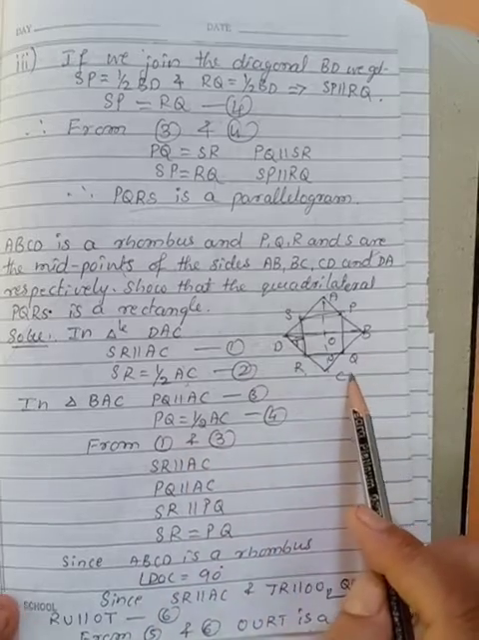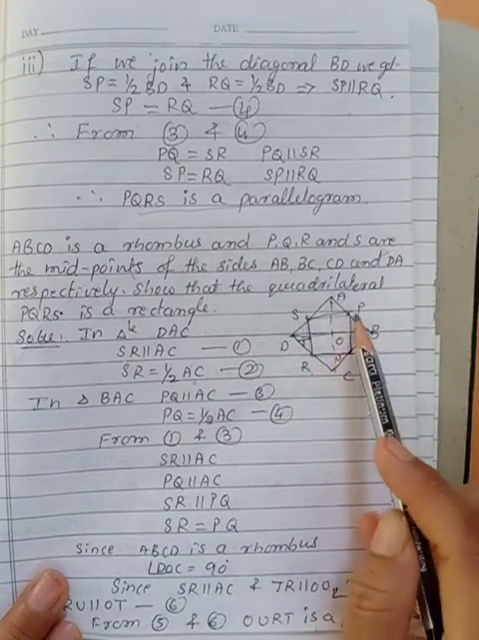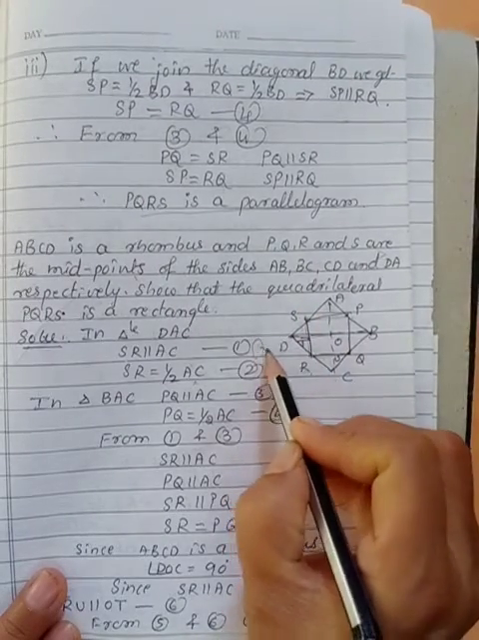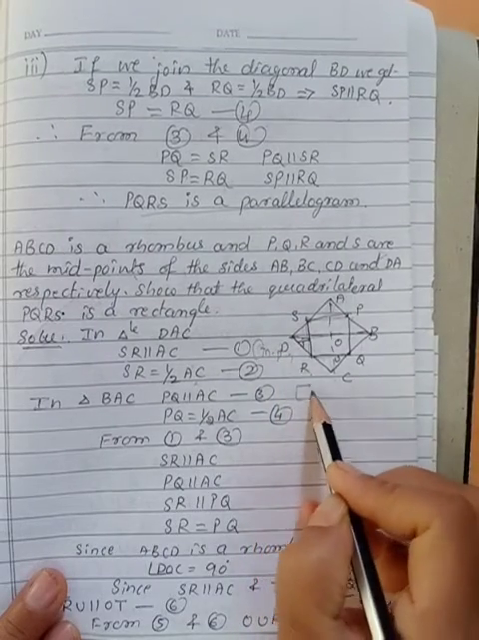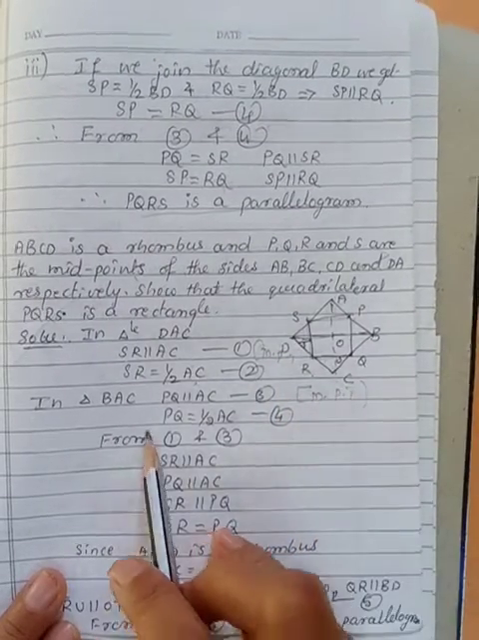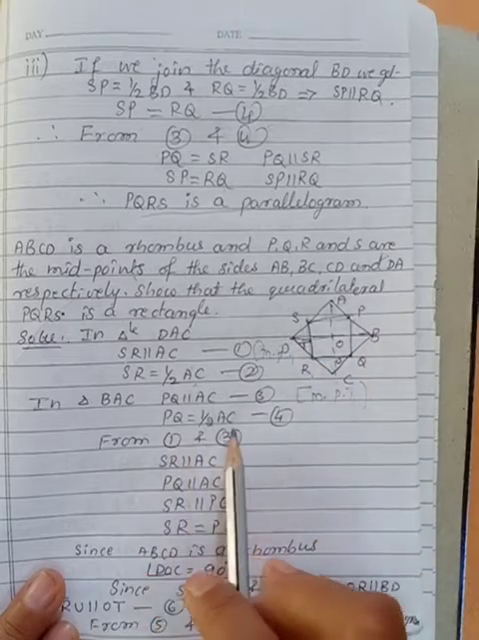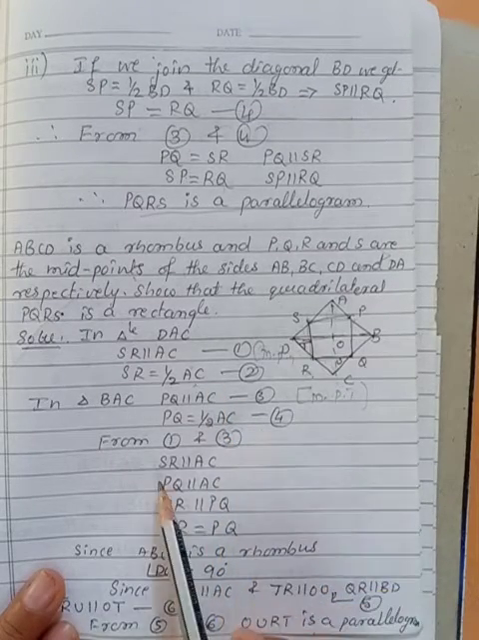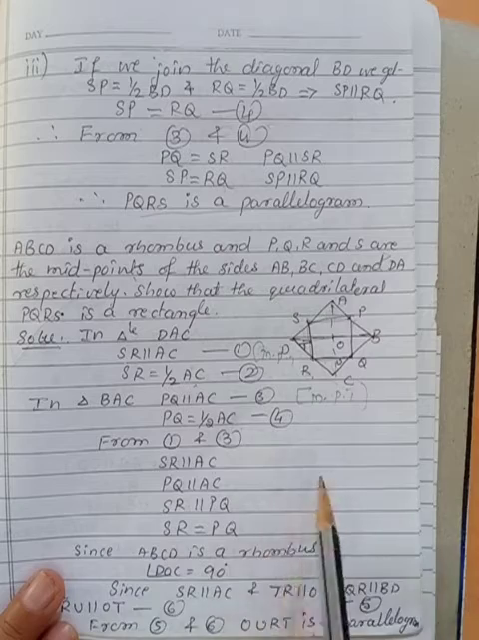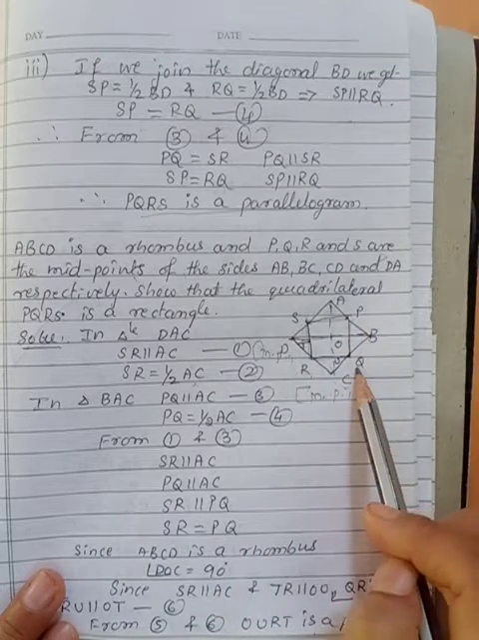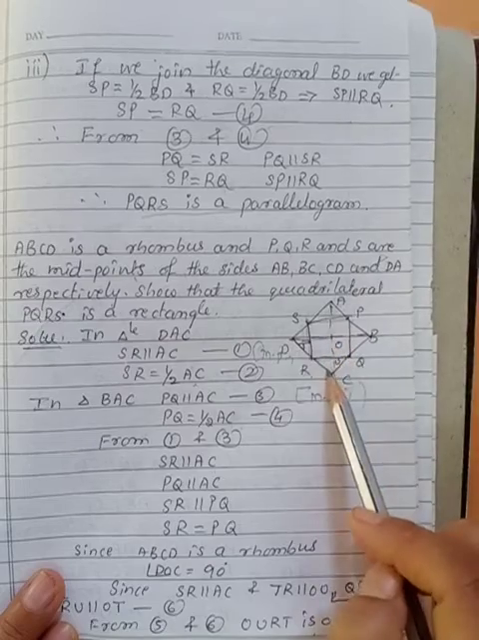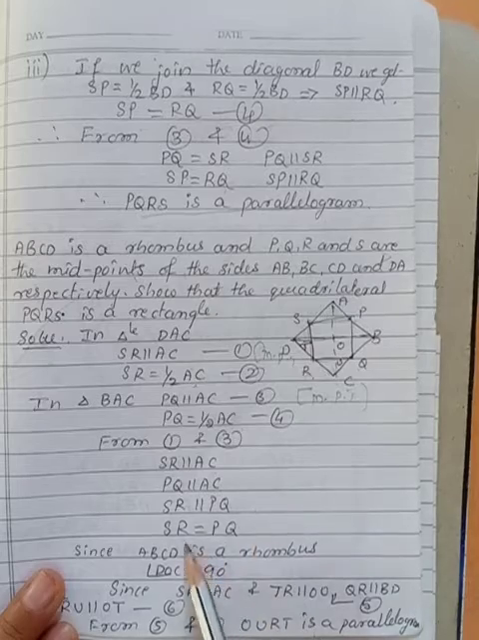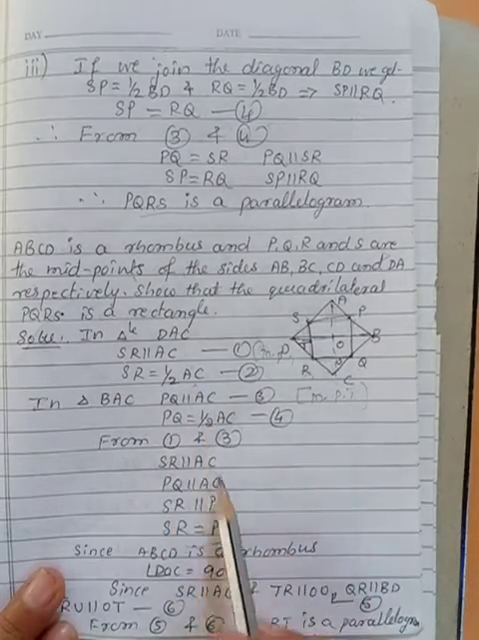Now, in triangle BAC, PQ is parallel to AC, same from the midpoint theorem. If it is parallel, then automatically it will be half of AC. So from these two things we can say that SR is parallel to AC and they are equal. Even PQ is parallel to AC and SR is parallel to AC. That's why SR is parallel to PQ also, and they are equal also. Here we got that proof.